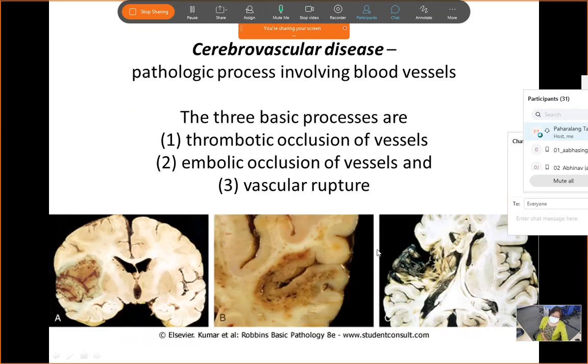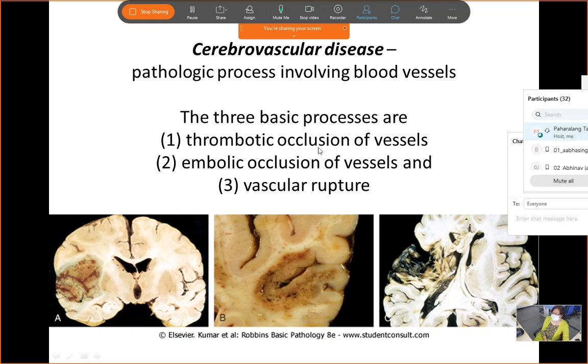Cerebrovascular disease is something you will encounter in your daily practice. These are pathologic processes which involve blood vessels. As far as pathology is concerned, we don't ask you many questions on this. But as far as your clinical knowledge is concerned, cerebrovascular disease is quite common, what we know commonly as stroke. There are three basic processes behind this cerebrovascular disease.